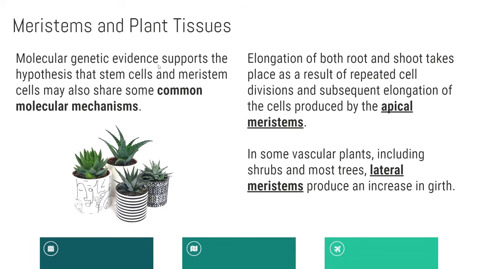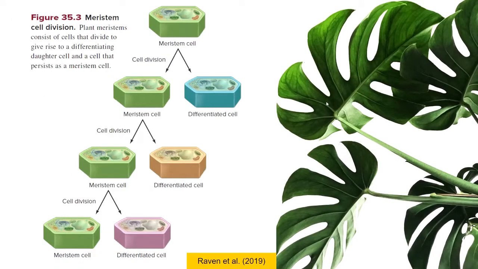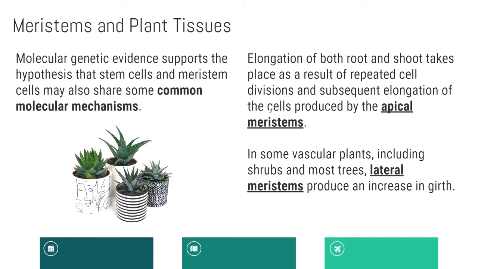Molecular genetic evidence supports the hypothesis that stem cells and meristems may also share some common molecular mechanisms. The elongation of both root, which is found beneath the soil, and shoot above the soil takes place as a result of repeated cell division, and subsequent elongation of the cells produced by the apical meristem. So we will learn more about it as we go along.